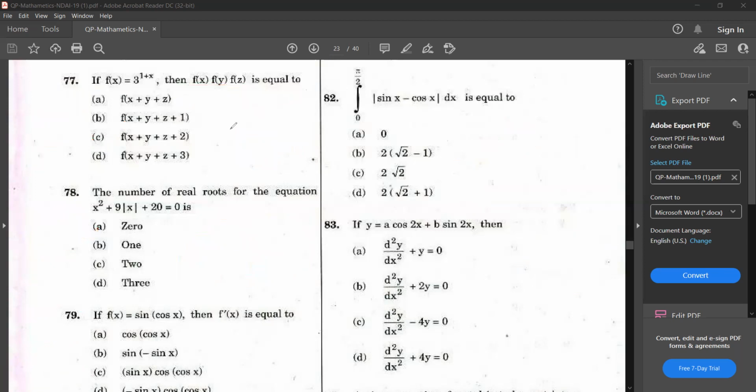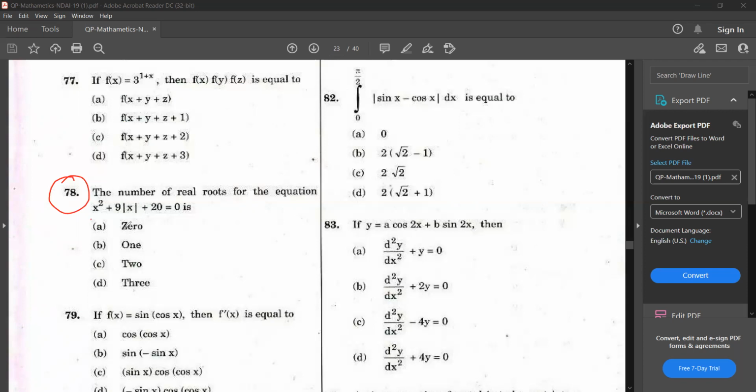Now next question. See the next question. Question number 78. Go through the question. Once you get the answer, just comment it. The number of real roots for the equation x square plus 9x modulus x plus 20 is equal to 0.